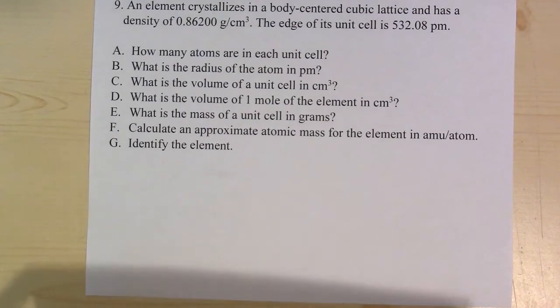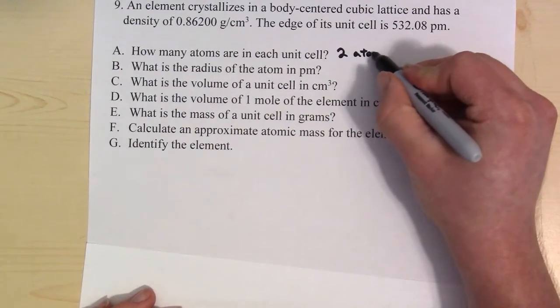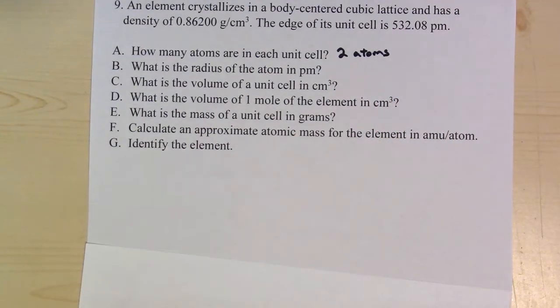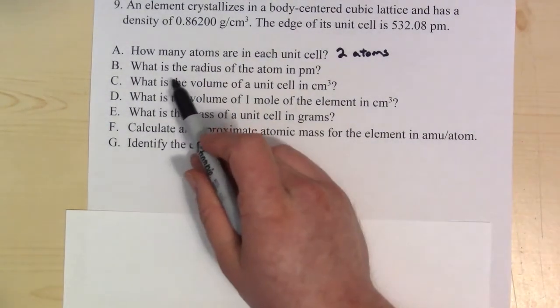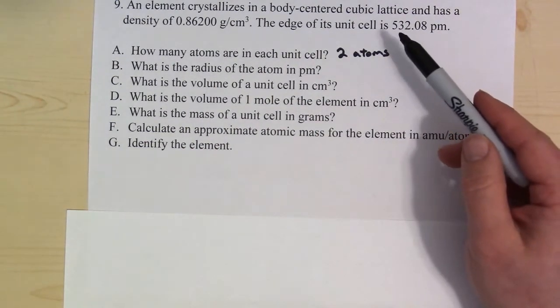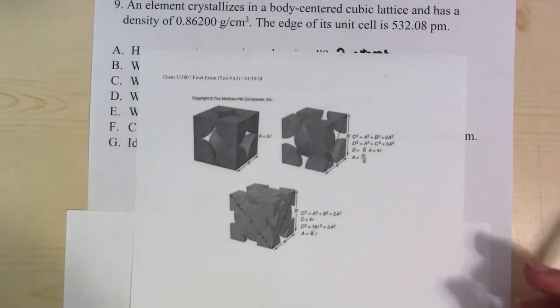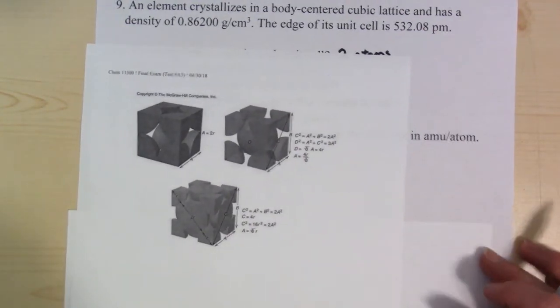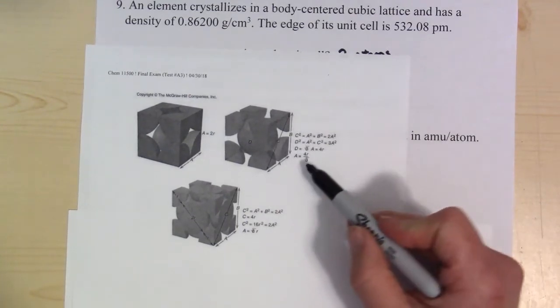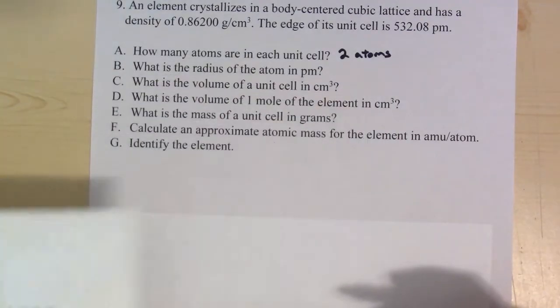From the previous problem, we said that there were 2 atoms in each of the body-centered cubic unit cells, so A is 2 atoms. We also need to calculate the radius of the atom in picometers, so we're given its edge length. So using the information that we had in our previous problem, or we can look at our handy helpful information sheet here for the body-centered cubic, where we see that A is equal to 4r over the square root of 3, which is what we calculated in the previous problem.